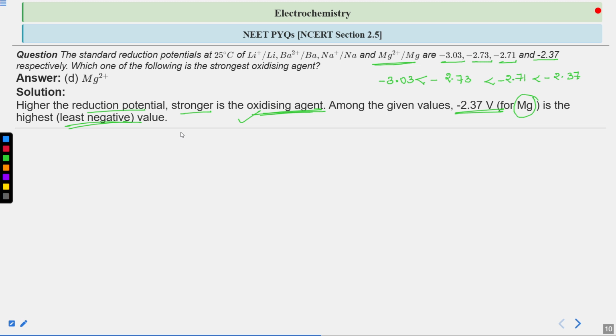Okay, also the question is asking that you have to tell the strongest oxidizing agent after looking at the standard reduction potential values for the different ions given. So we have the correct answer as option D, that is magnesium 2 positive. Okay, now let's move on to the next question.